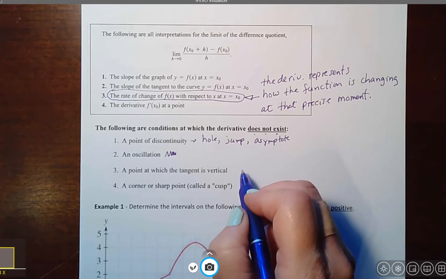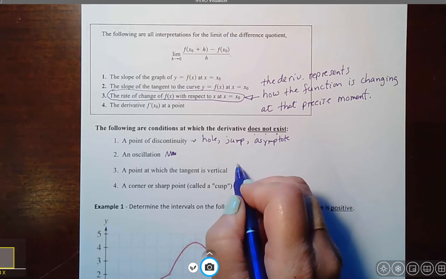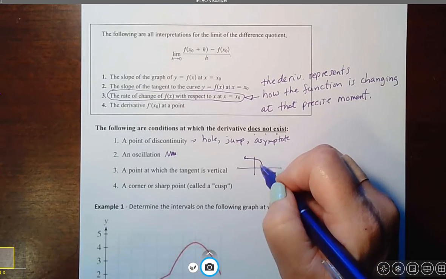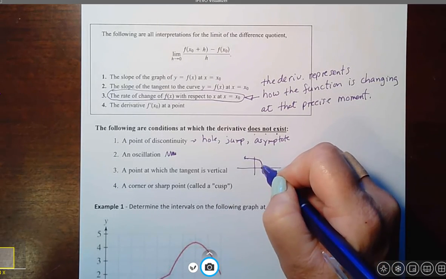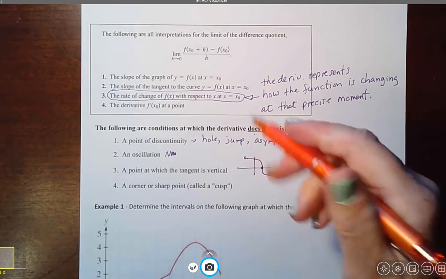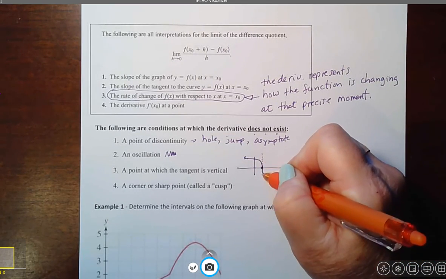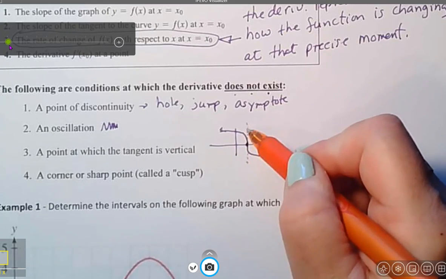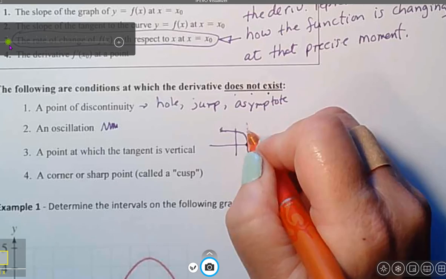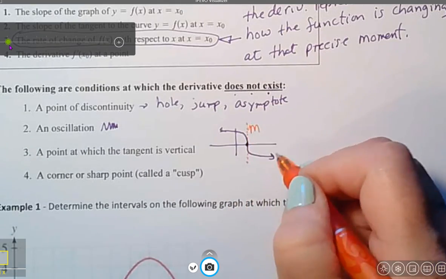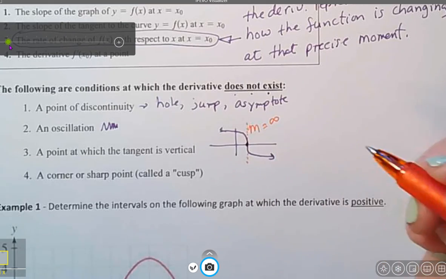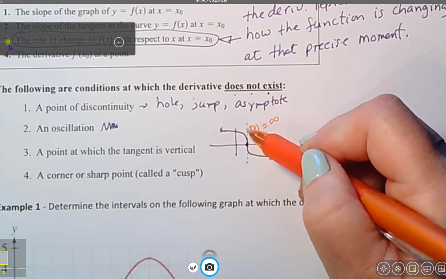Let's say you had a graph that looks something like this, and let's say you wanted to find the derivative at that x value. Well, if you did that, your tangent would be vertical. What is the slope of a vertical line? Do you guys remember that? Here's m for slope equals what? Infinity, or undefined. Why? Because remember, your slope is your rise over the run.